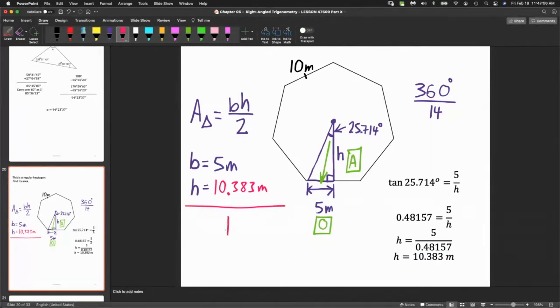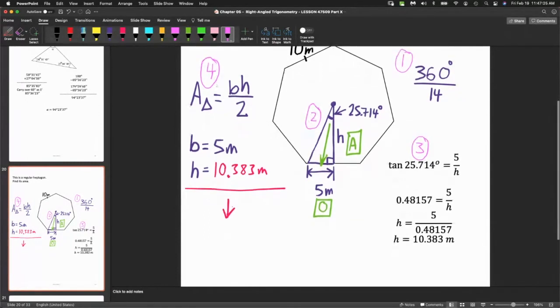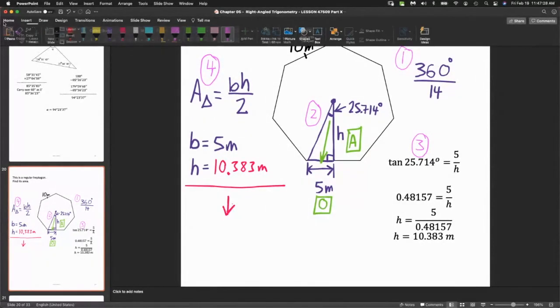Which gives us the final steps to the question. If you're like, I'm kind of lost with the process, what's step one, what's step two, let's label some steps here. That's step one. Step two is draw the triangle. Step three is do this over here to get the height. And now we're on to step four, which is to tie it all together. So let's get that area.